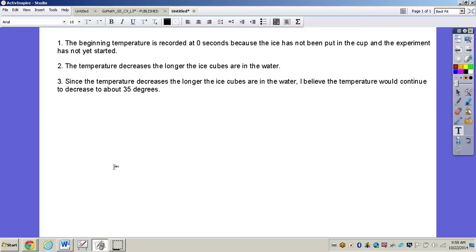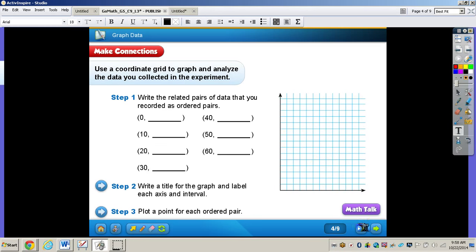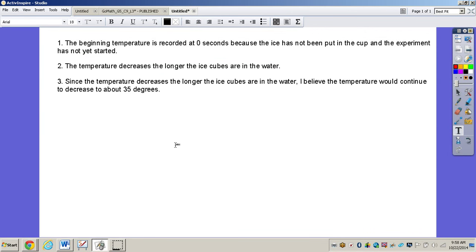And then number 2, describe what happens to the temperature of the water in 60 seconds during the experiment. So we can take a look at our table once again. And we can see 75, 70, 60, 55, and so on. Now we can see, and we're going to record this, the temperature decreases the longer the ice cubes are in the water.